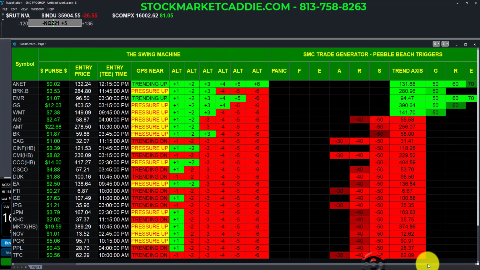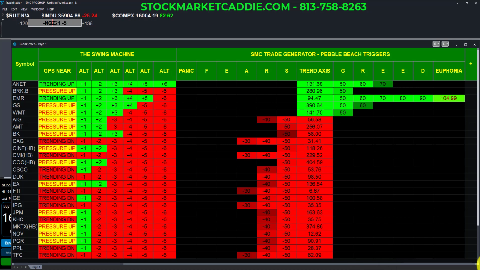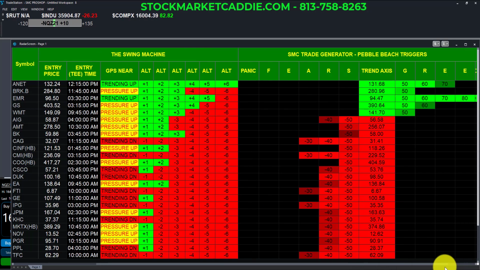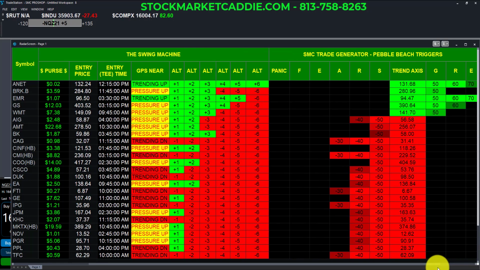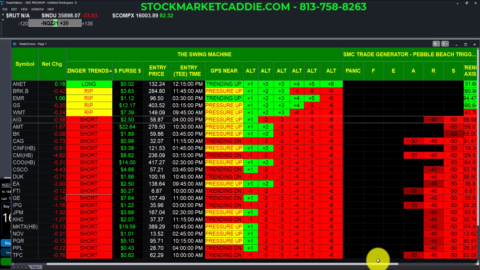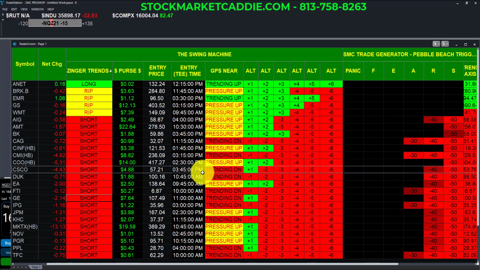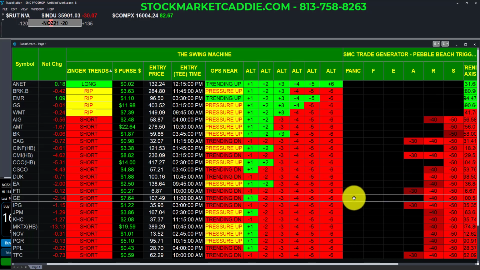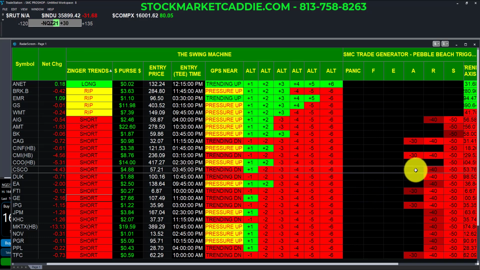Just an idea. You might want to set it up differently. That's fine. I'm just showing you how you can put two of our tools together, two different concepts. Swing Machine is certainly going after the trend. The Pebble Beach has got a certain trigger. Maybe you want to leave the trigger in there, but it certainly gives you where you are in the field. Where you are in the field is going to be most significant on the larger time frame.